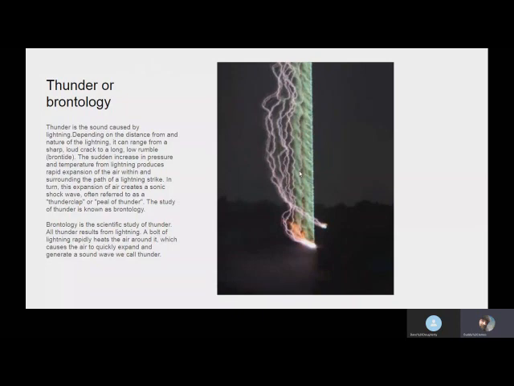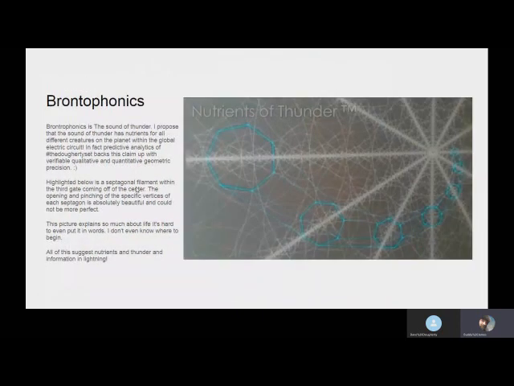Brontology is the scientific study of thunder. All thunder results from lightning. A bolt of lightning rapidly heats the air surrounding it, which causes the air to expand and generate into a sound wave we call thunder.